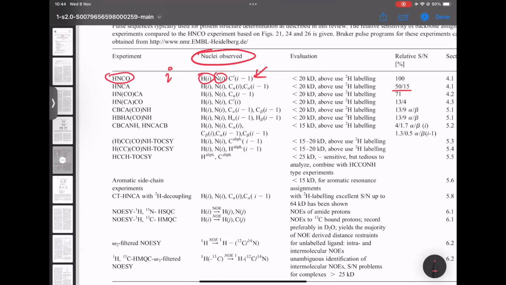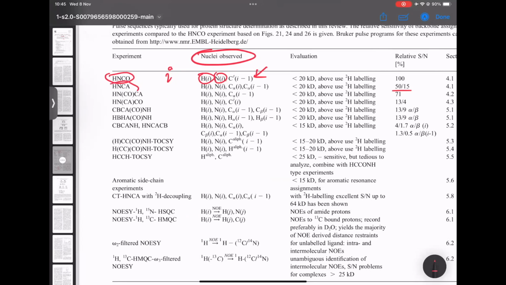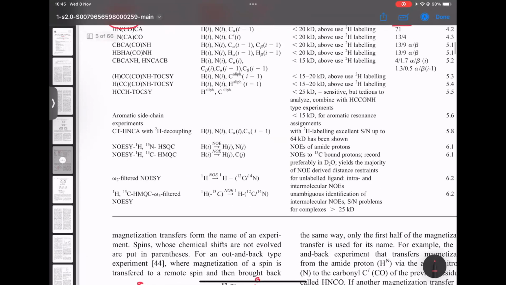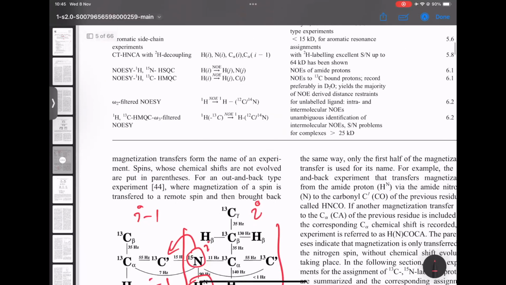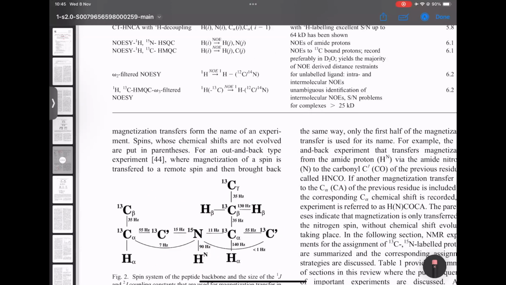Why is it called HNCO? It correlates amide proton, amide nitrogen, and the carbonyl carbon. Okay, so from here on, I'm going to use such names to indicate 3D experiments. The next immediate 3D experiment which comes to our head is also the HNCA experiment. What is the HNCA experiment? The HNCA is similar to the HNCO. The only difference is you correlate H, N, and C alpha.